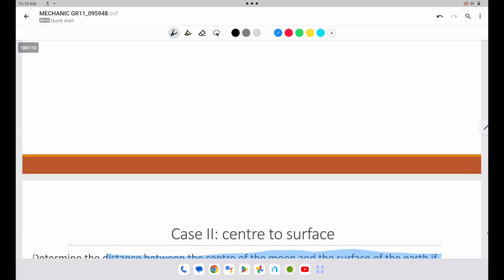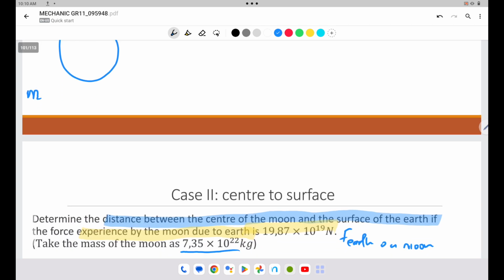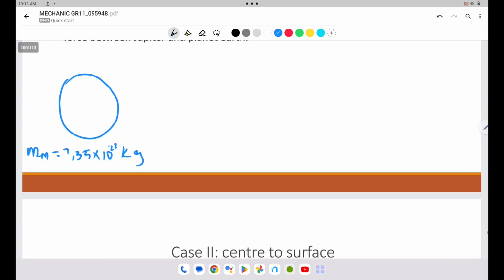So there are two objects of interest here. The first one, we have the moon. What do we know about the moon? Let us see. At the bottom, we are being told to take the mass of the moon, mm is mass of moon, as 7,35 times 10 to the power of 22 kilograms. The other object of interest, that is earth.